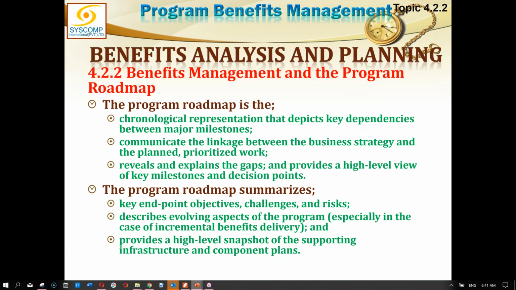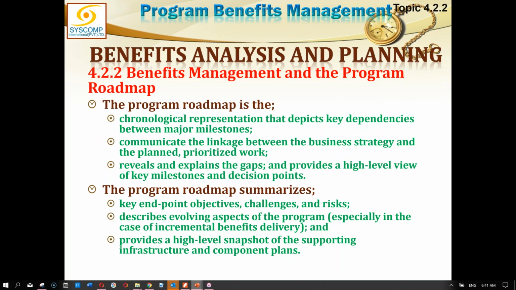First this, then this milestone, then this milestone, and generally the time frame in which we expect those benefits to be realized. So if I can keep this roadmap in front of me, that will be much easier for me to ensure that the benefit management plan or benefit realization plan I create goes exactly according to that chronological order. Then communicate the linkage between the business strategy and the planned prioritized work, reveal and explain gaps, if any, and ultimately provide a high-level view of key milestones and decision points.